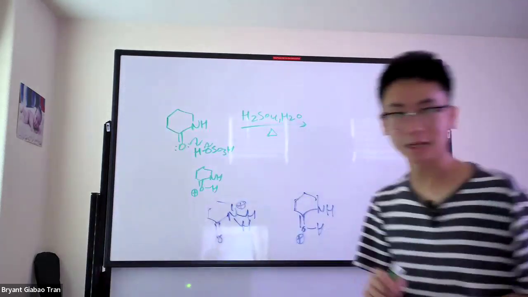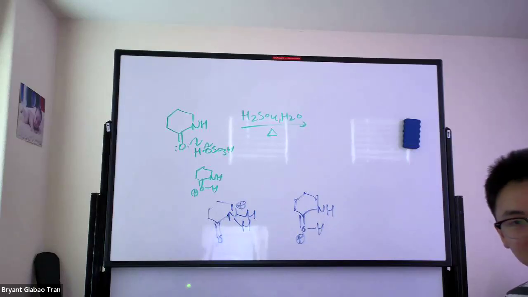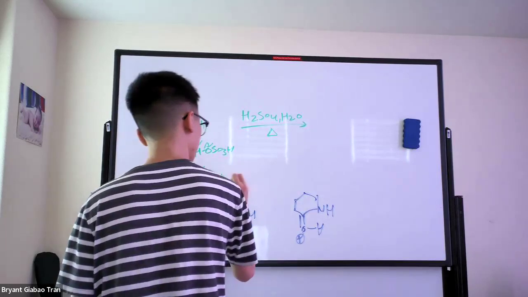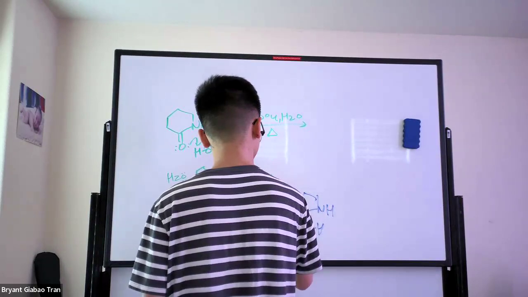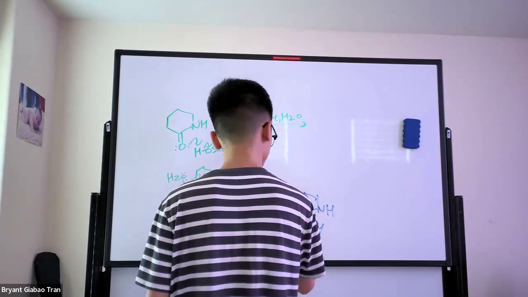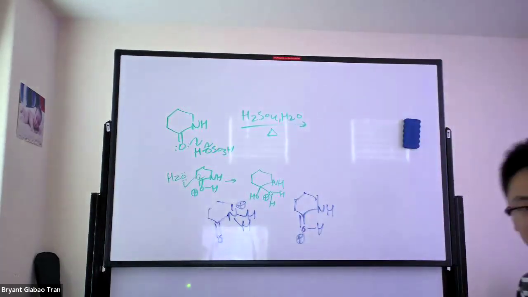Okay, once that happens, what happens next? We activated the carbonyl carbon, making it a stronger electrophile. Now, what can attack that strong electrophile now? The water. Yeah, the water, H2O, to get this tetrahedral intermediate right here. Right, now what do you think happens next?